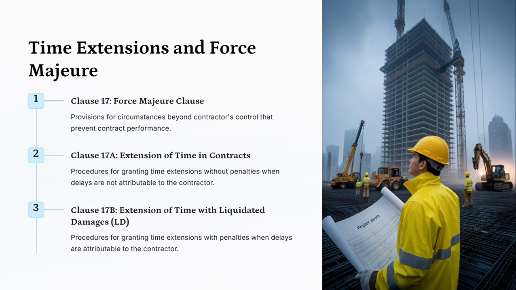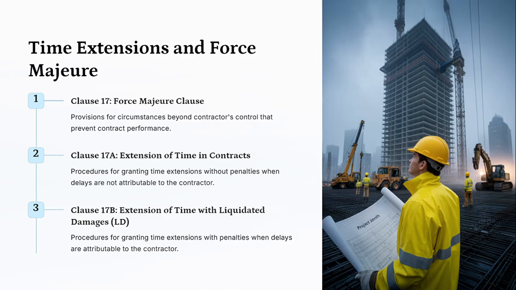Clause 17, force majeure clause, provision for circumstances beyond contractor's control that prevent contract performance. Clause 17A, extension of time in contracts. Procedures for granting time extension without penalties when delays are not attributable to the contractor. Clause 17B, extension of time with liquidated damages. Procedures for granting time extension with penalties when delays are attributable to the contractor.